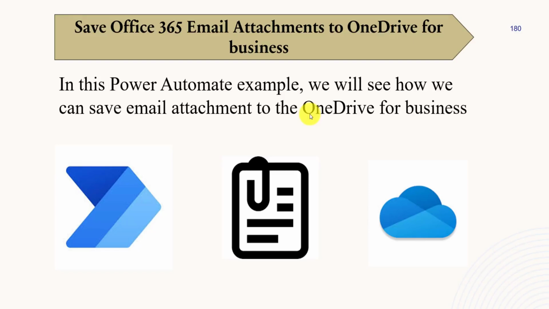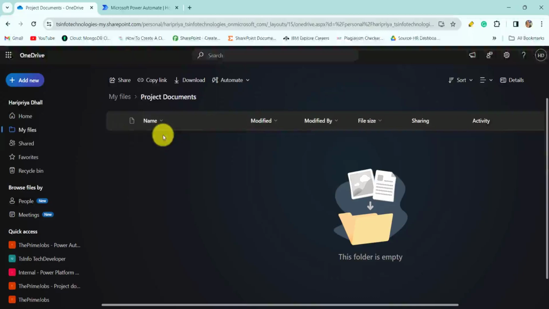So for this, we will navigate to Power Automate and see how we can do this using a Power Automate flow. For example, this is my project folder in OneDrive for Business. Whenever a new project email arrives in my Outlook inbox, we will save those attachments to this folder. So we will create a flow that will automatically save the email attachment to the OneDrive for Business project document folder whenever a new project document comes into the Outlook email inbox.